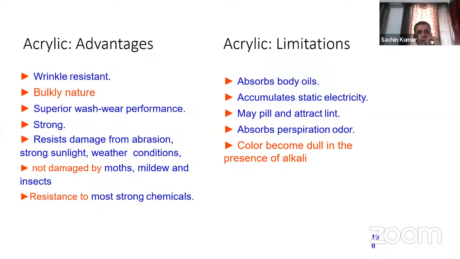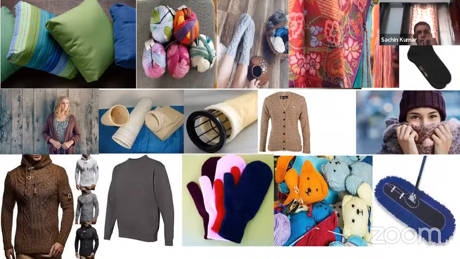The advantages are wrinkle resistance, and bulky fibers provide an insulating nature so that they provide warmth, and resistance to most chemicals. The limitations are that it may pill and attract lint, absorb perspiration, and become dull. If we wash a sweater in normal soaps or alkaline soaps, it becomes dull. These are the limitations. The normal uses are pillow covers, normal clothing, sweaters, gloves. Along with this, due to its chemical resistance, we can use it for filtration purposes. This fiber is used in industrial filtration.